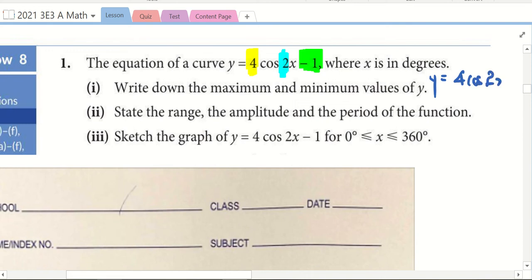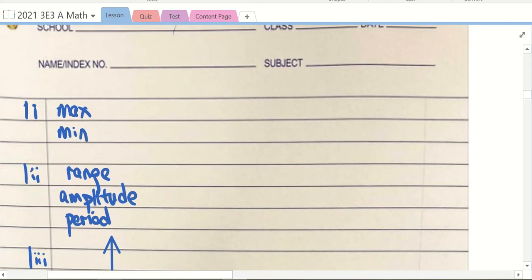if my graph is 4 cosine 2x, the maximum will be 4, right? Minimum will be negative 4, correct? But this one has a minus 1. Is my maximum still 4? 3. 4 minus 1. Do you all get it? It must be 4 minus 1. You don't need to show me working if you don't want to, but I'm showing you the full working. Originally, it's 4. After you minus 1, it becomes 3. So in short, originally the minimum is negative 4, correct? But you need to move down by 1, so must be negative 5.